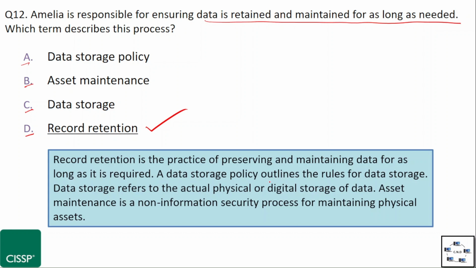A data storage policy outlines the rules for data storage. Data storage refers to the actual physical or digital storage of data. Asset maintenance is a non-information security process for maintaining physical assets.